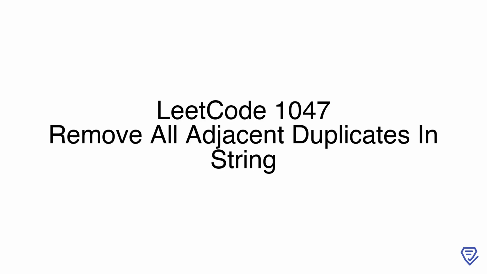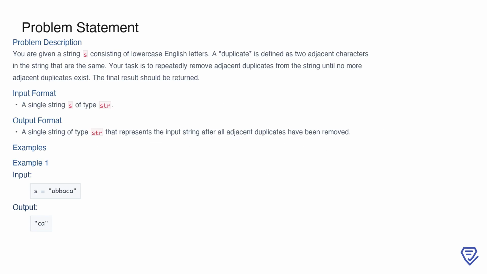Let's dive in. The problem asks us to process a string made up of lowercase English letters and remove consecutive, adjacent duplicates. A duplicate is defined as two characters that are next to each other and are the same. The goal is to repeatedly remove these duplicates until there are no adjacent duplicates left in the string, and then return the final result. For the input, we are given a single string s, and the output will also be a single string representing the processed result.